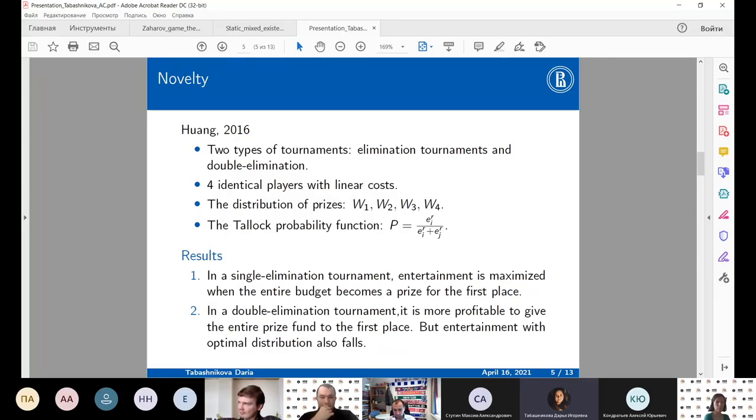The main result is that it is more profitable to put all the money at the top prize, give all the money for the first place, and that holds for both types of tournaments. And the entertainment for double elimination tournaments is less than for single elimination tournaments.